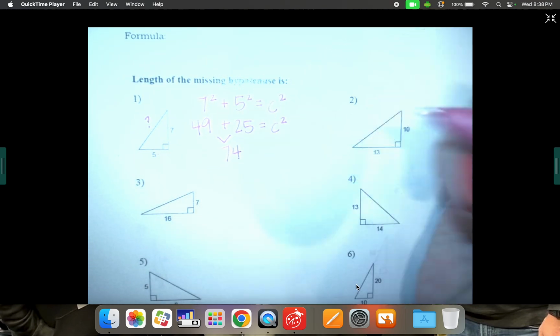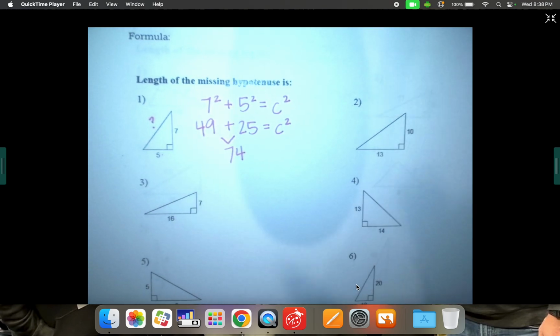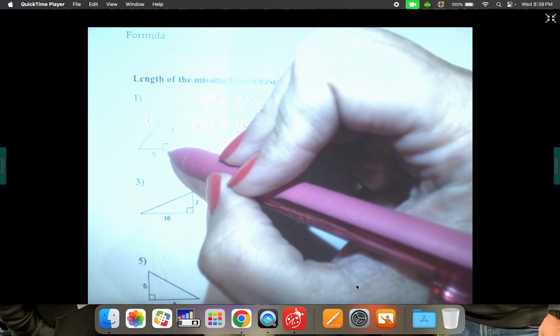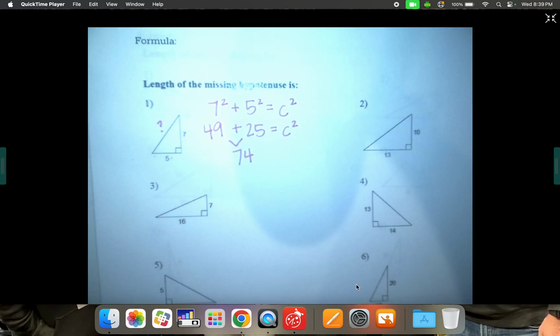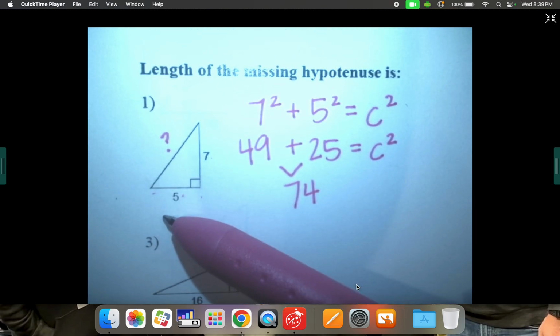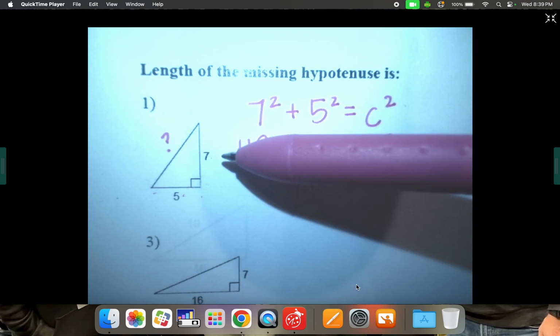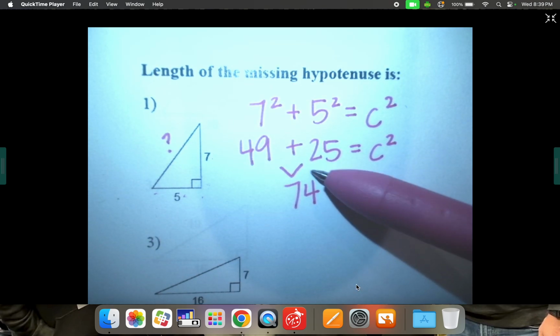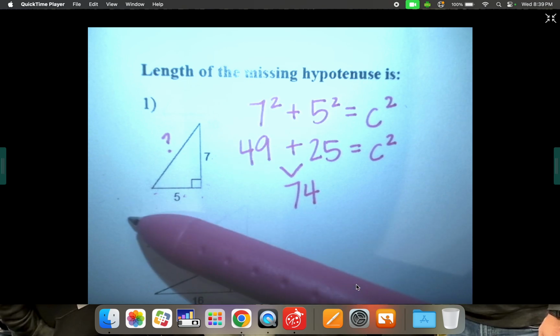74. Okay, here's where I want you guys to pause for a second. Does it make sense? Is it appropriate for this side to be 5, this side to be 7, and this long side to be 74? I hope you're like, no, absolutely not.